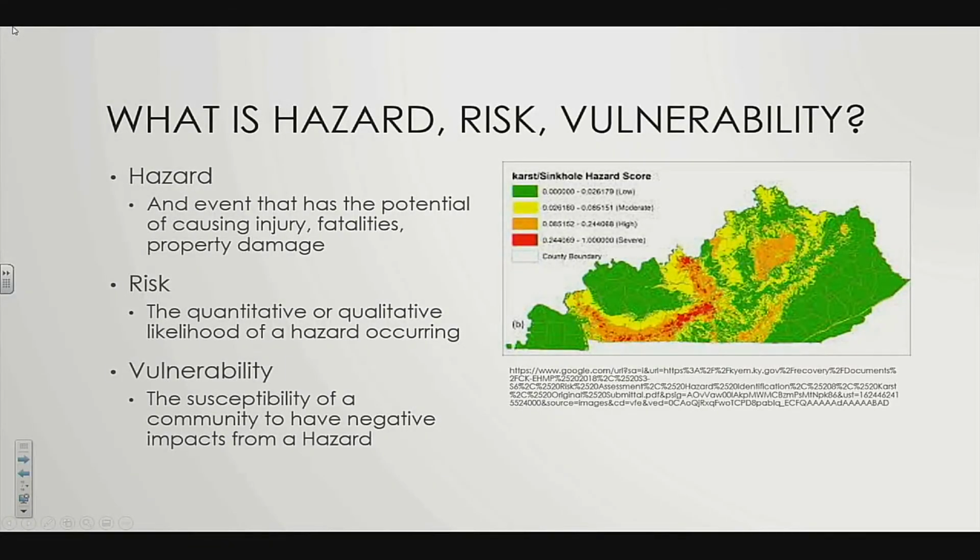Hazards, risk, and vulnerability. Hazards, just letting you know, is the potential event to cause great problems. Risk is the quantitative or qualitative likelihood of the hazard happening. And vulnerability is the susceptibility of a community to experience this, okay? This is kind of like the hazards vulnerability map that we saw yesterday in the video, okay? As you can see, red being severe, green being low.